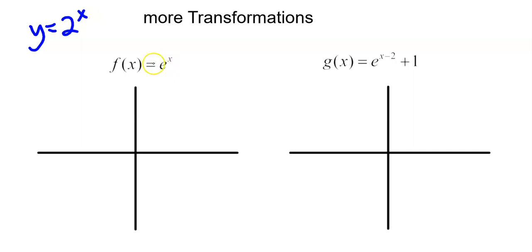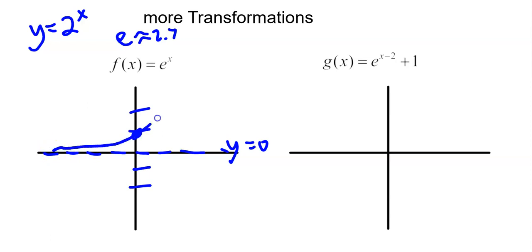e is approximately equal to 2.718, right? So, which is a little bit bigger than that. So the basic parent graph is pretty much the same. We've got y equals 0 as the asymptote. We've got a point here at 0, 1. And the basic graph looks pretty much like this. It's going to be an exponential function, approach the asymptote on the left, and it grows really quickly.